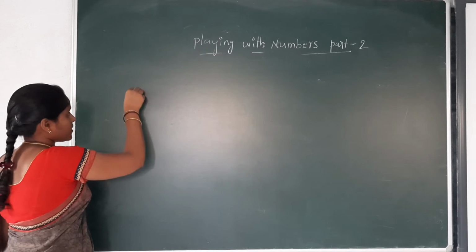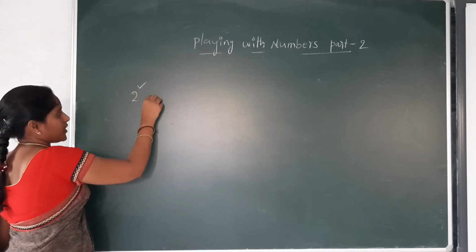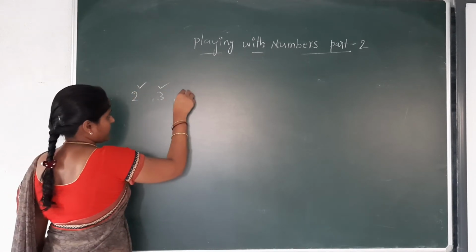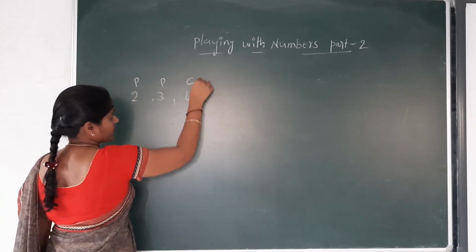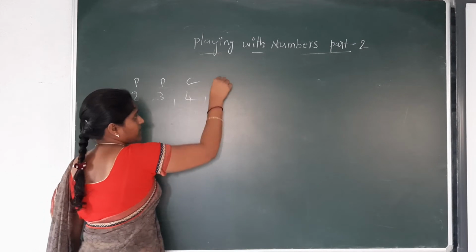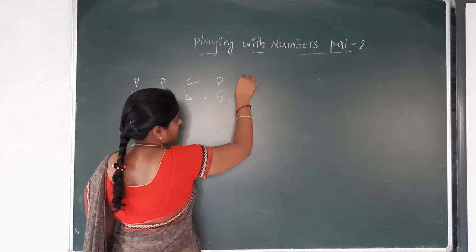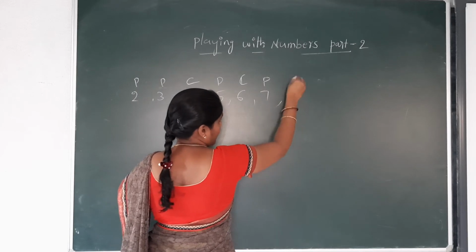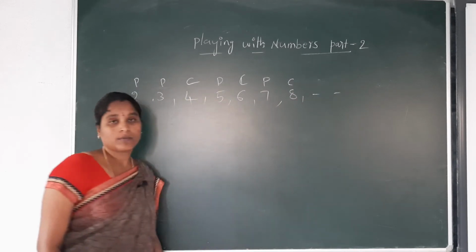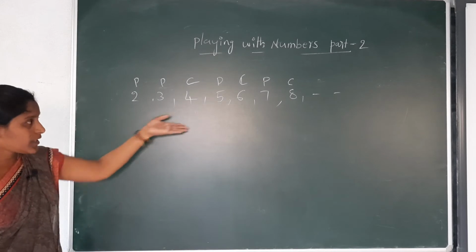Next, 2 is a prime number, 3 is a prime number, 4 is a composite number, 5 is a prime number, 6 is a composite number, 7 is a prime number, 8 is a composite number. The process continues like this.